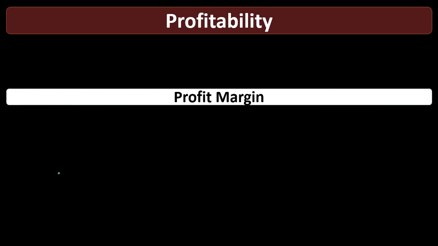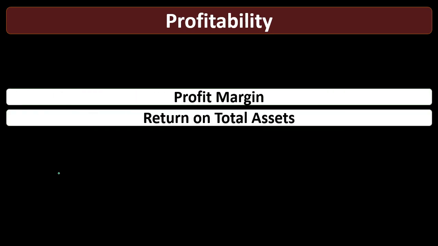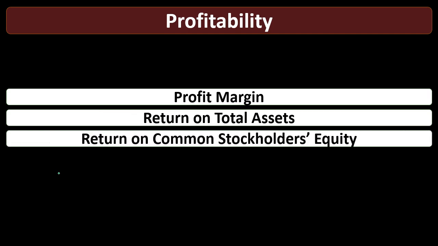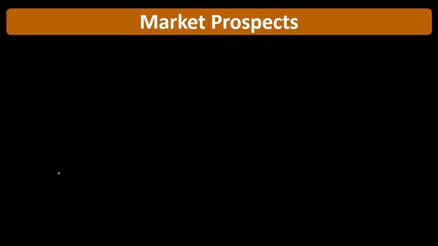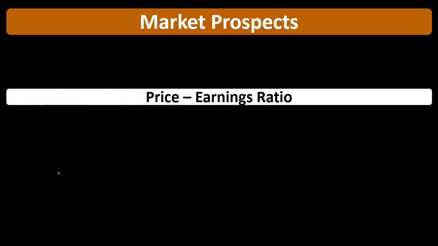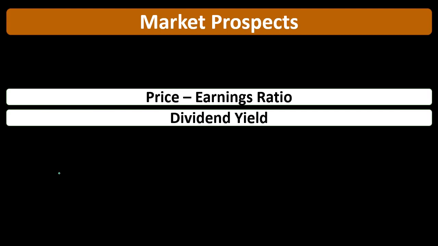Then we have the profitability category. Within profitability, we have the profit margin. We have the return on total assets. We've got the return on common stockholders' equity. And then finally, we have the market perspectives, and within the market perspectives, we have the price earnings ratio, and we have the dividend yield ratio.